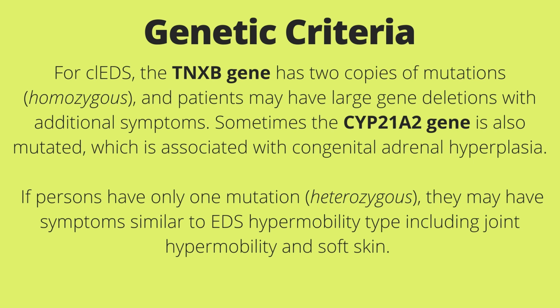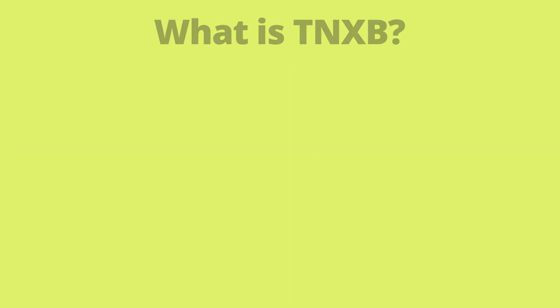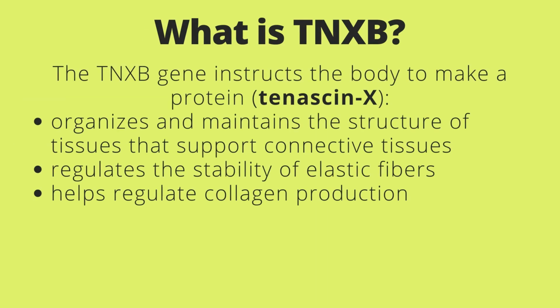The TNXB gene has 2 copies of mutations, homozygous, and patients may have large gene deletions with additional symptoms. Sometimes the CYP21A2 gene is also mutated, which is associated with congenital adrenal hyperplasia. If persons have only 1 mutation, heterozygous, they may have symptoms similar to EDS hypermobility type, including joint hypermobility and soft skin. TNXB is the more common mutation.